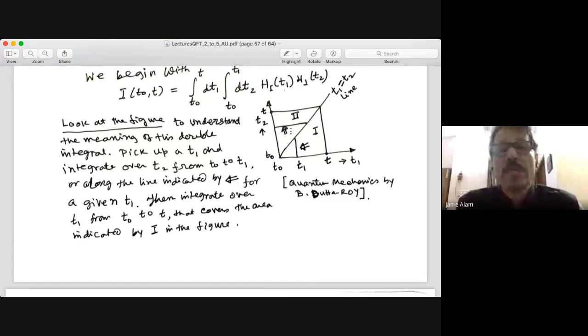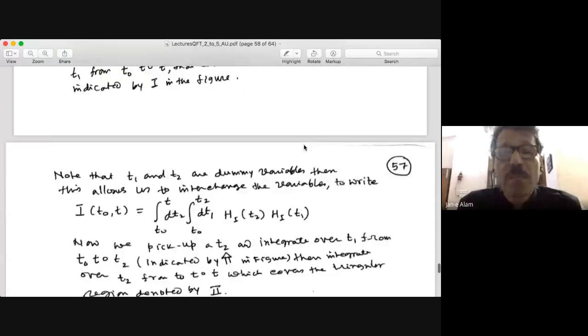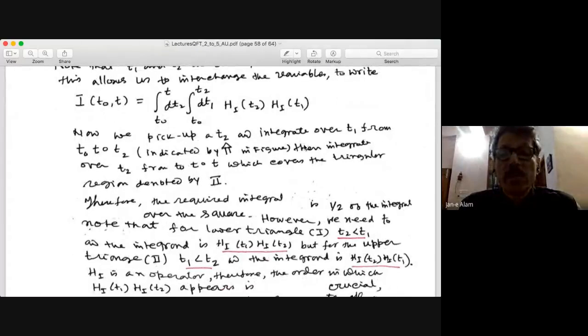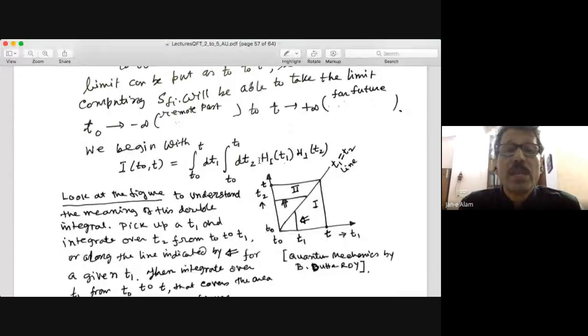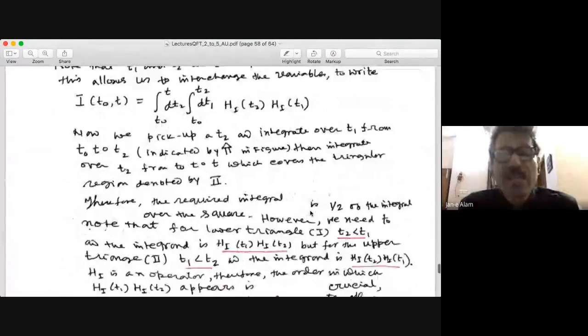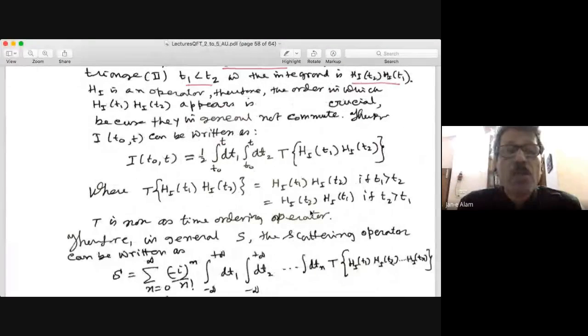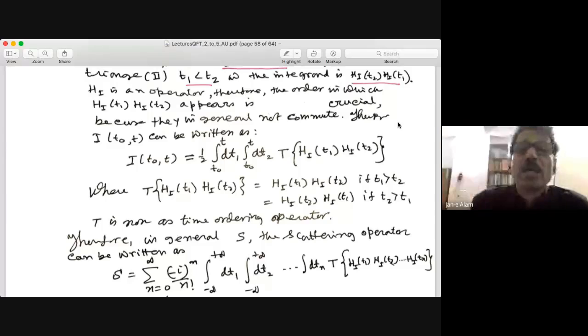Please note that in the lower half, in this triangle, you should remember that T2 is less than T1. So when I am doing this integration, T2 is less than T1, and everything is written here. You must go through it. Board would have helped me, but that's the limitation we have to suffer anyway. And when I have the upper half triangle, then I have T1 less than T2.